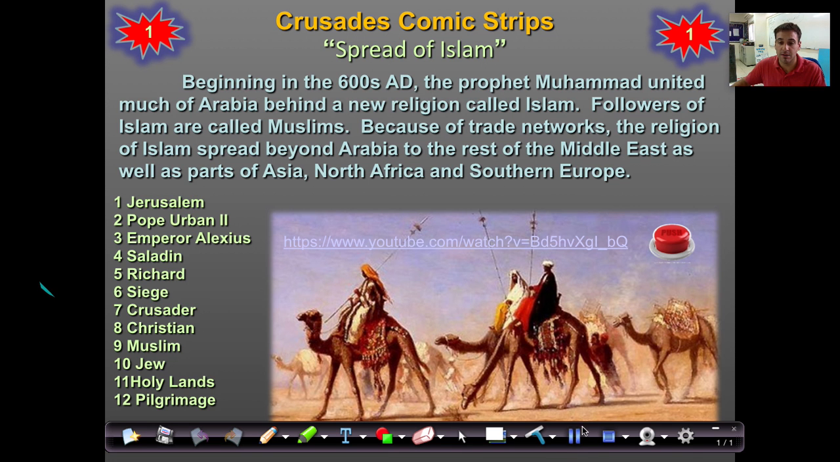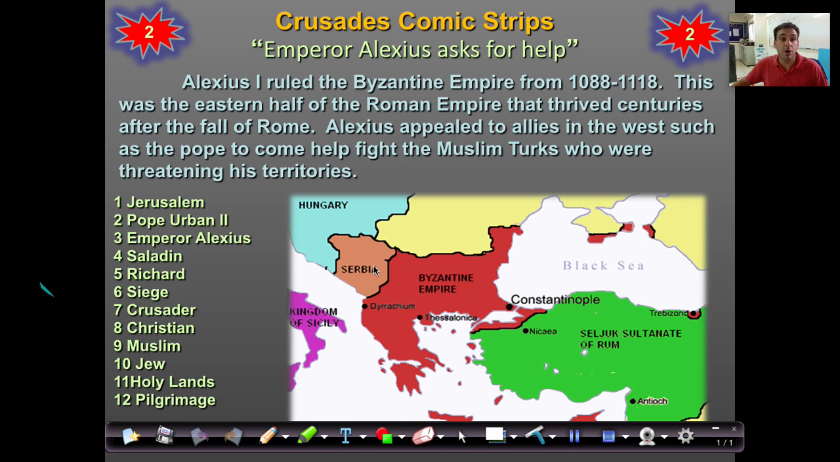Next slide. Comic strip number 2, second square. Alexis I ruled the Byzantine Empire from about 1088 to about 1118. This was, as we've already talked about, the eastern half of the Roman Empire, and it thrived after the fall of Rome. We've talked about this a lot already this year. Alexis appealed to the allies in the West, such as the Pope, to come help fight the Muslim Turks who were threatening his territories.